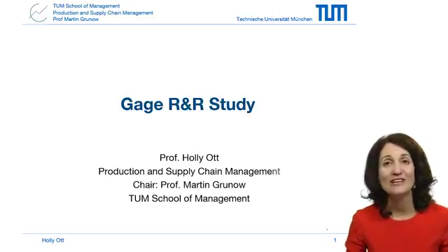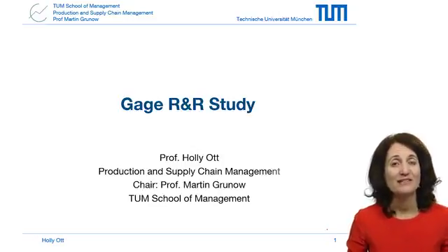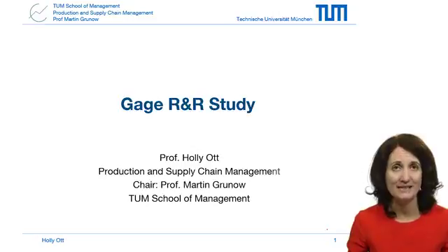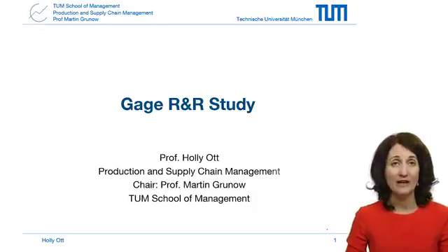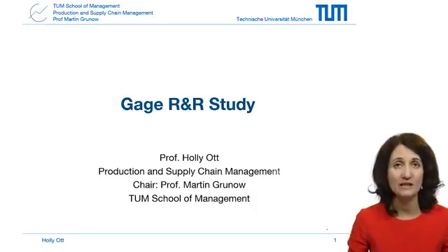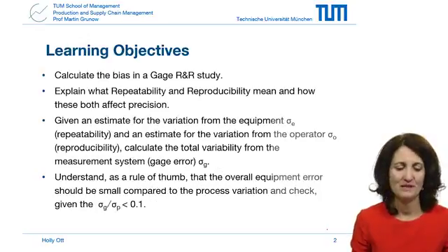We're now going to look at a few examples of the statistical properties bias, linearity, reproducibility, and repeatability that are used in the evaluation of the reliability of a measurement system. The learning objectives are to be able to calculate the bias in a gauge study.